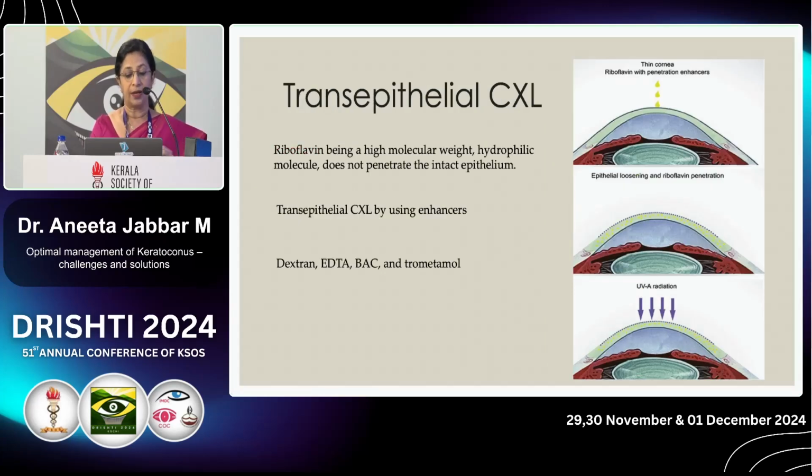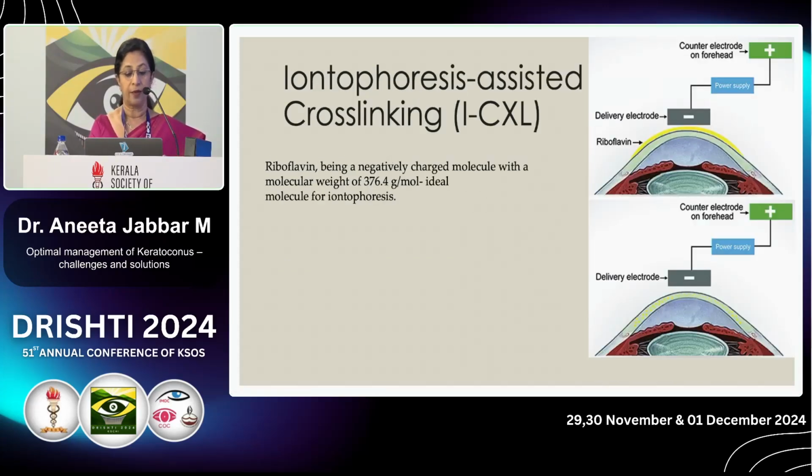Also transepithelial: in thin corneas you can do a CXL without removing the epithelium, but you have to use some enhancers, because the riboflavin will penetrate only when the epithelium is off. So other enhancers like dextran, EDTA, BAC, and trometamol can be used to increase the penetration of the riboflavin. Also the riboflavin is an excellent molecule for iontophoresis. So this is a process which can assist cross-linking.